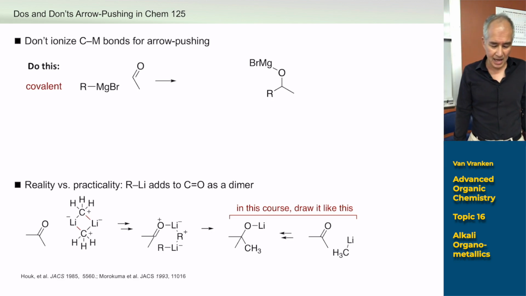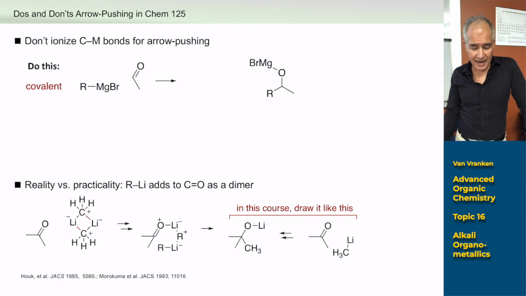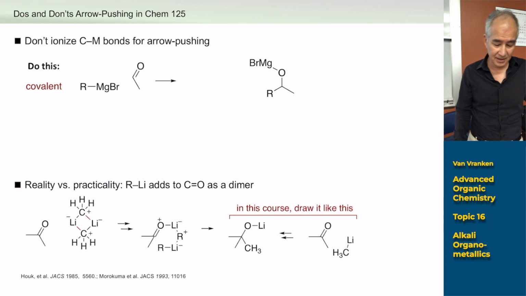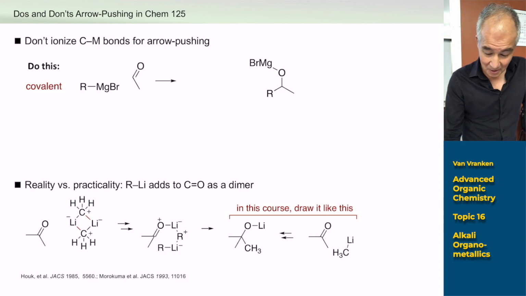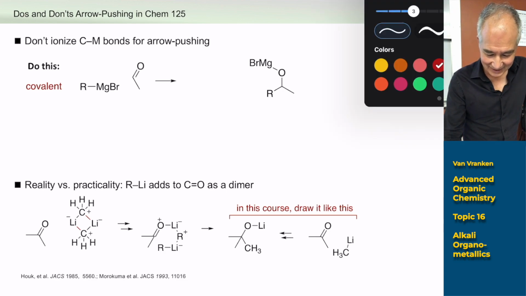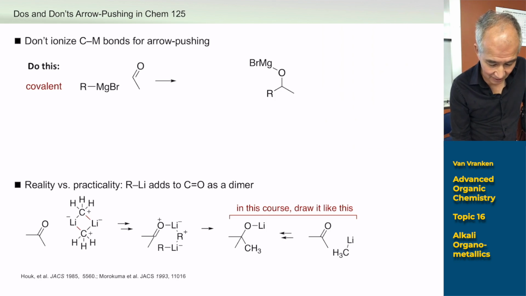What are we going to do in our class? How are we going to handle the fact that organolithium compounds, organomagnesium compounds want to form these kinds of aggregates? Well, we're just going to kind of ignore that, really, is the reality. So here's how I want you to push arrows. I don't want you to draw out the aggregation, so if you have a Grignard reaction, just do it like this.